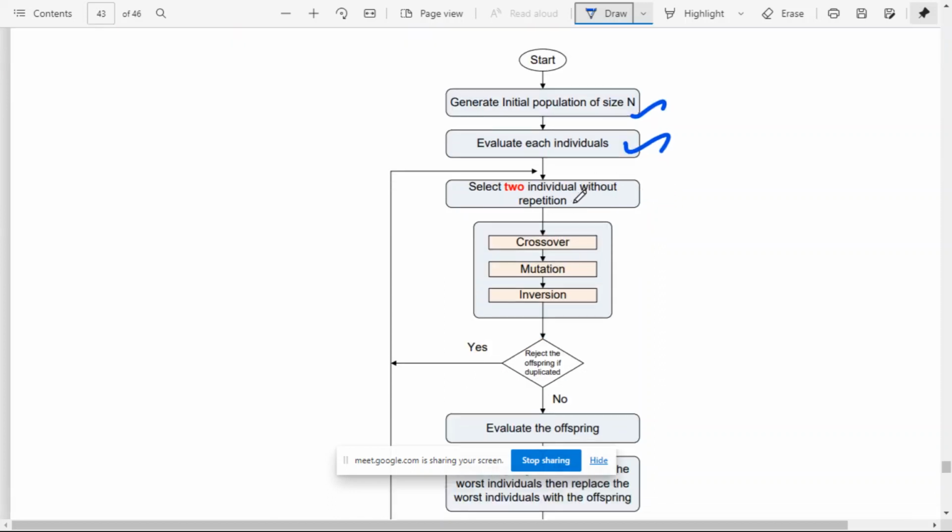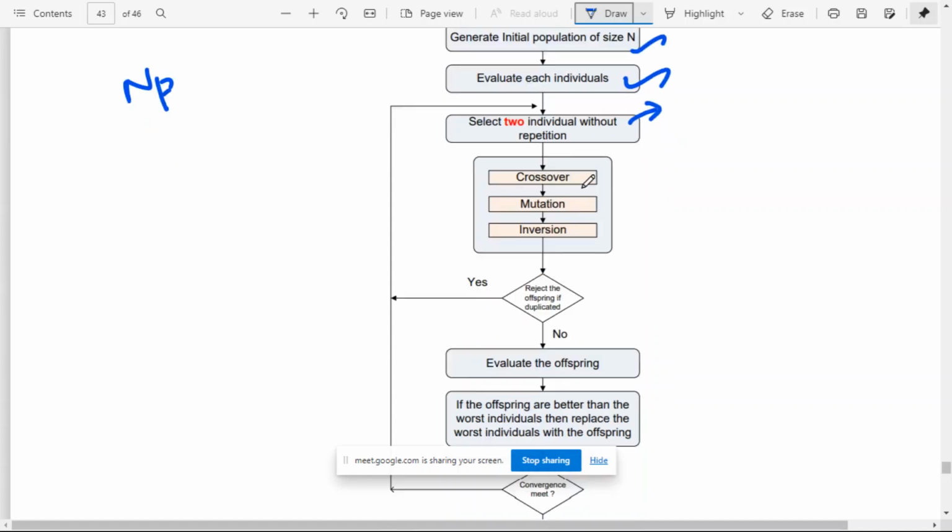Now select two individuals without repetition. You can either pick them randomly, or identify the two individuals with the highest fitness scores, but select two individuals only. Whereas in simple GA, if you remember, we select NP individuals with good fitness scores. But here we are selecting only two individuals, and for these two we perform crossover, mutation, and inversion.